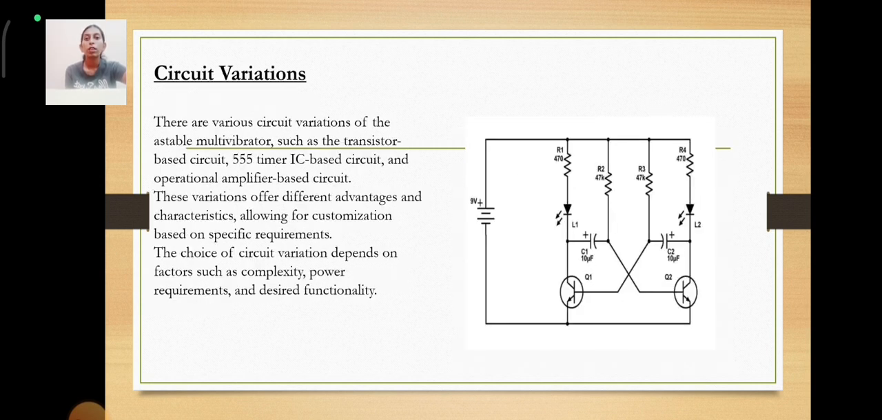Circuit variation. There are variations of the astable multivibrator such as transistor based circuit, 555 timer, IC based circuit, and operational amplifier based circuit. These variations offer different advantages and characteristics, allowing for customization based on specific requirements. The choice of circuit variation depends on factors such as complexity, power requirements, and desired functionality.